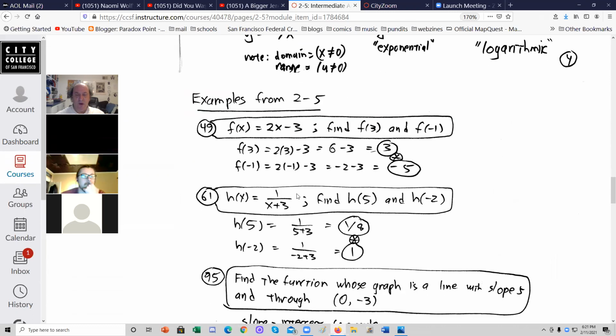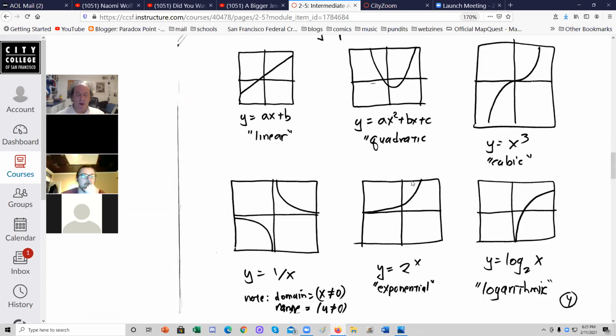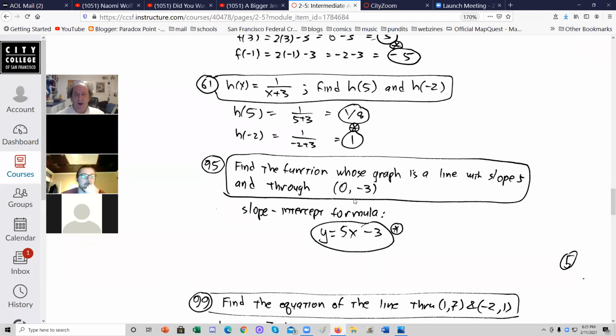And they ask, okay, we'll find the function whose graph is a line, therefore in this form, that has a slope of 5, and goes through 0 by negative 3. Okay, by the slope-intercept formula, the slope is a, which is 5. The y-intercept is negative 3 here. So y equals 5x minus 3.